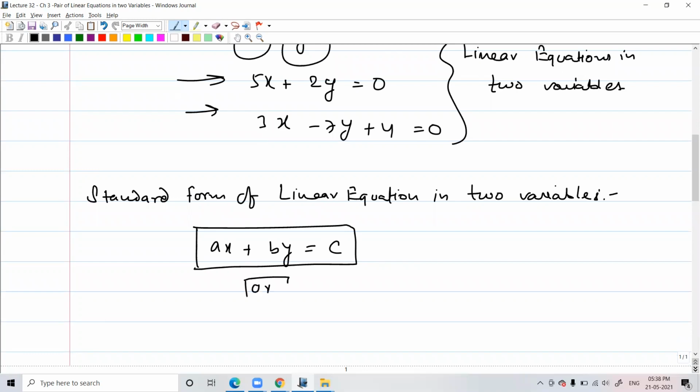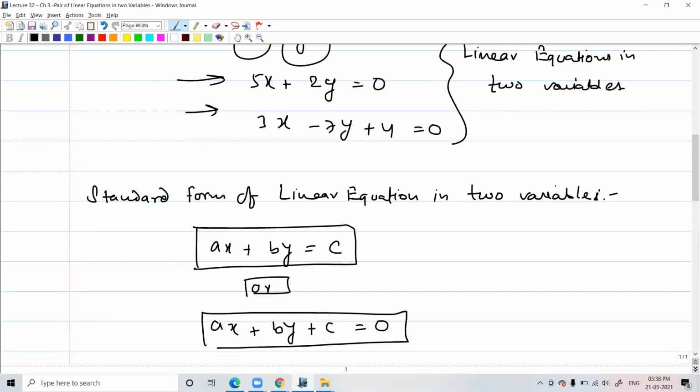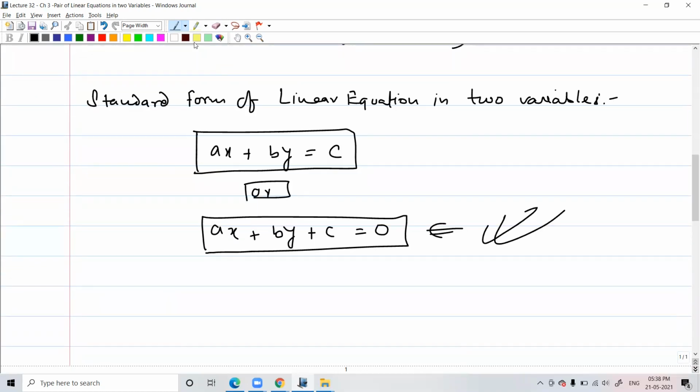Or the better way to write this is to keep everything on one side: ax plus by plus c is equal to 0. This is the other way of writing the same standard form of the linear equation in 2 variables, and this is the one I will be using from now on. This will be the standard equation. Remember, both of them can qualify as the standard form, but I'm going to use this one, where I have got the c on the left hand side itself.